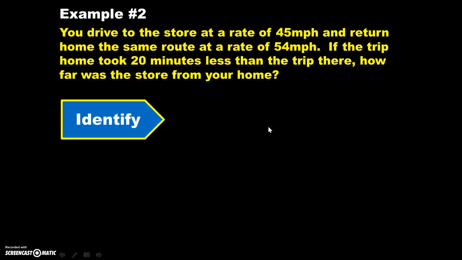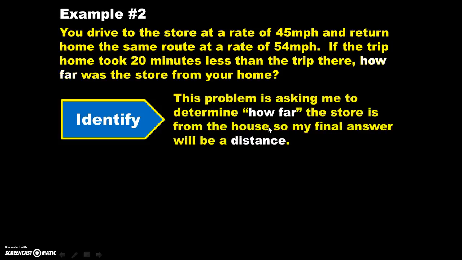So let's identify a couple of things that we know. The final question is asking me to determine how far the store is from my house. So I know that this type of final answer is going to be a distance. Now, because I see that the rate is labeled in miles per hour, I know that my final answer is going to be something miles.